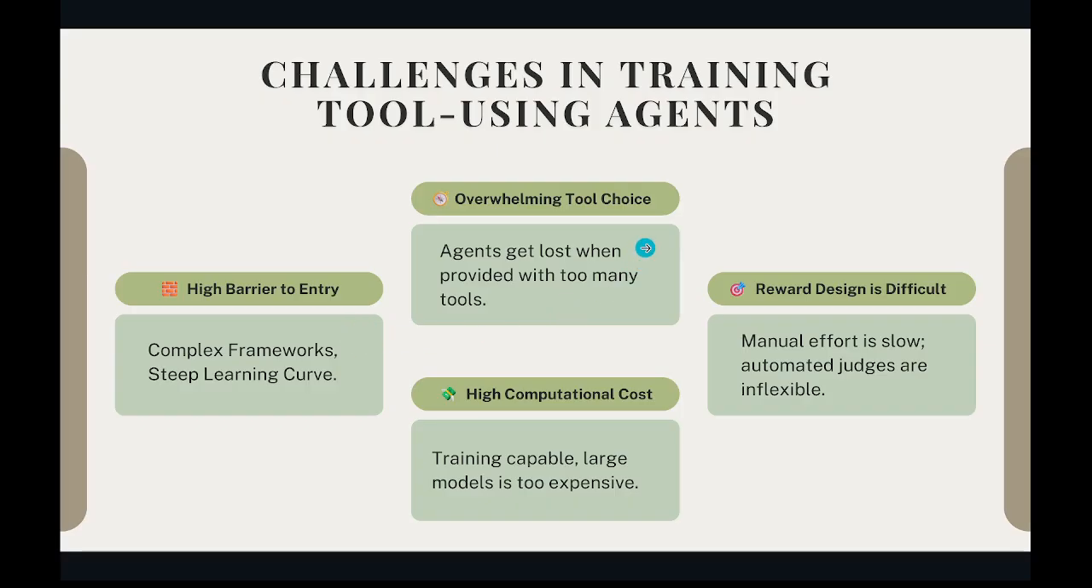Second, agents can struggle when faced with a large and diverse set of tools. Third, designing effective reward functions is often slow and difficult. Finally, training such systems typically incurs substantial computational cost.